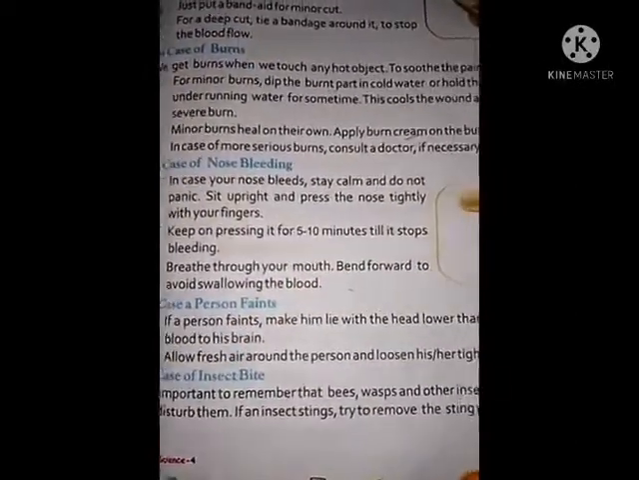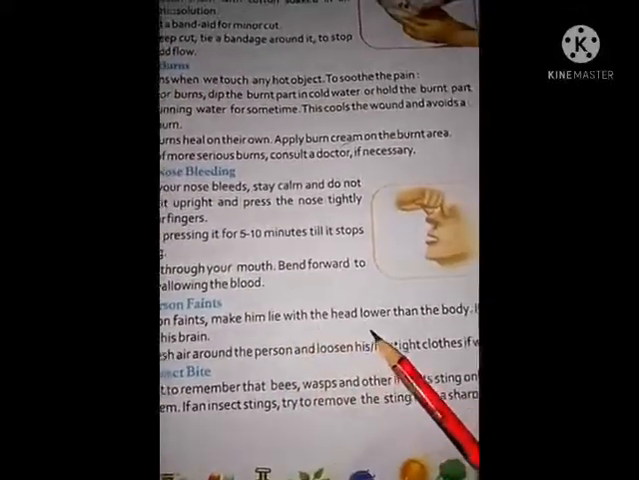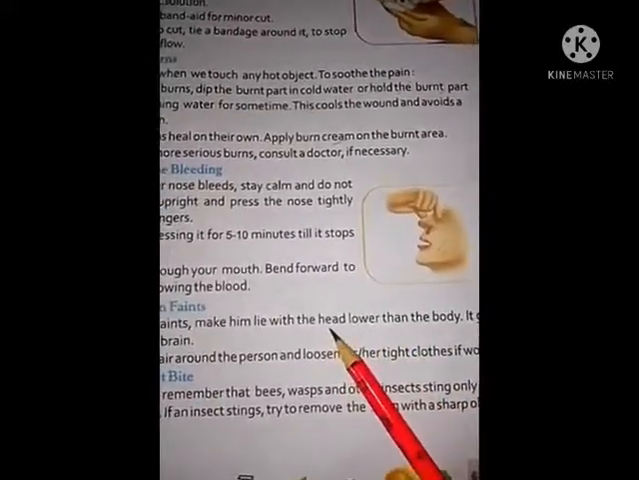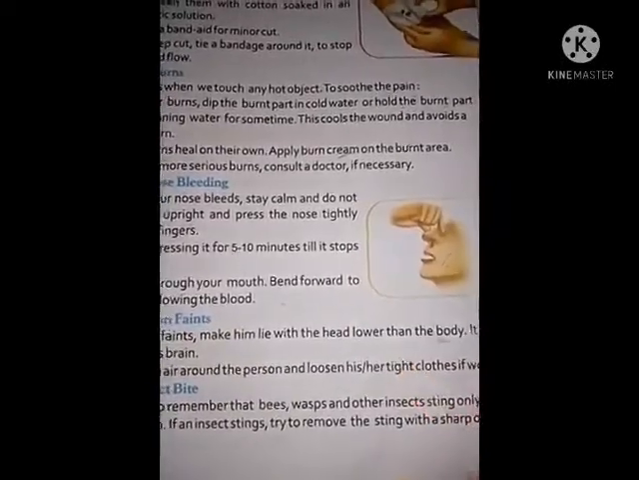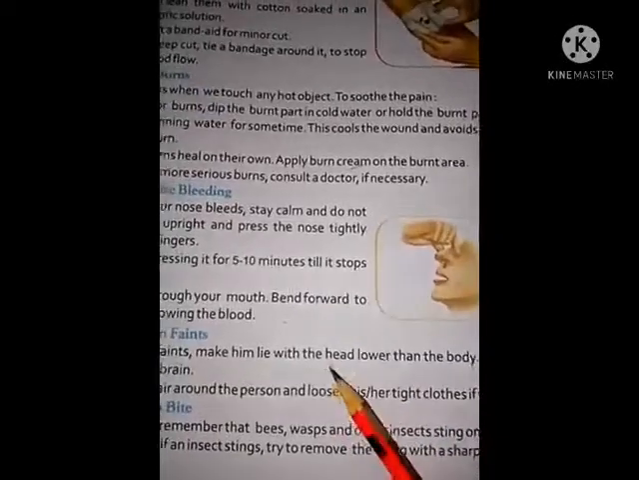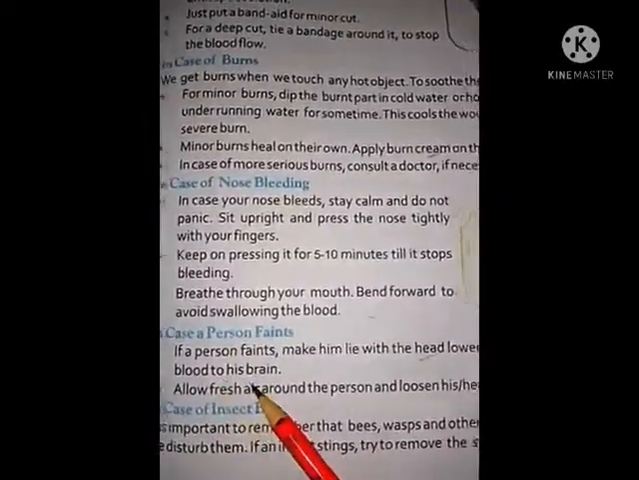If a person faints, means senseless, then make him lie with the head lower than the body. Make sure that his body is upper than the head, or head is lower than the body. It gives blood to his brain.